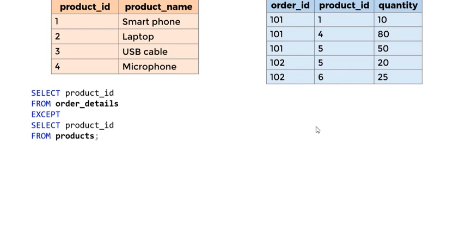The query returns the following result: 5, 6. See, 1 is there, 4 is there, but 5 and 6 are not in the products table. So 5 and 6 are returned, as these are the unique product IDs that occur in the order details table but are not in the products table, right?